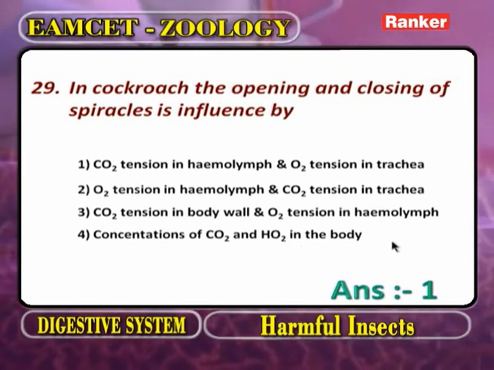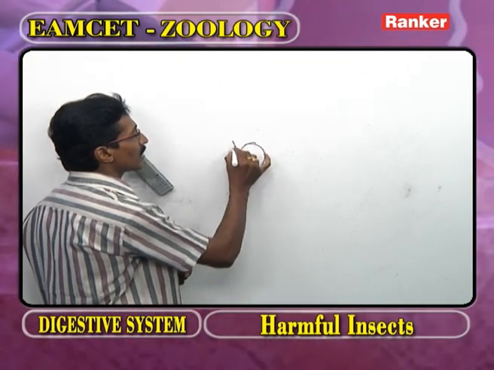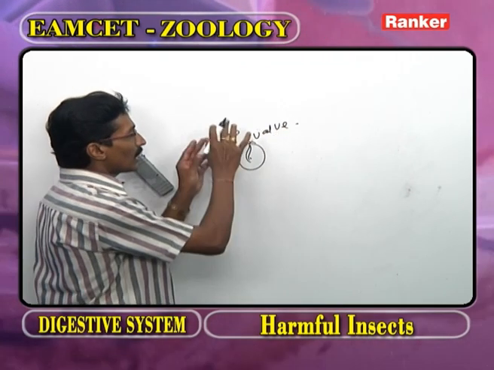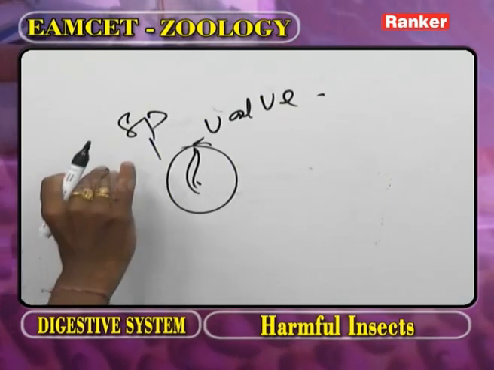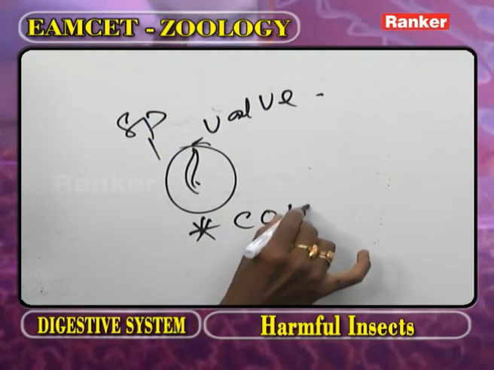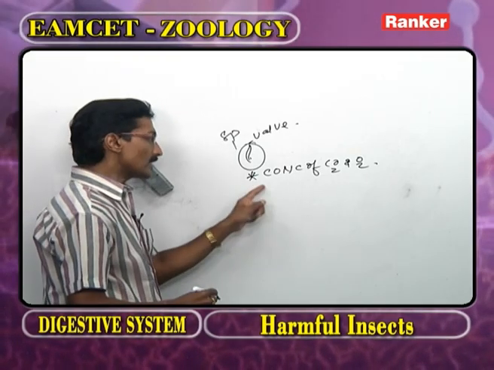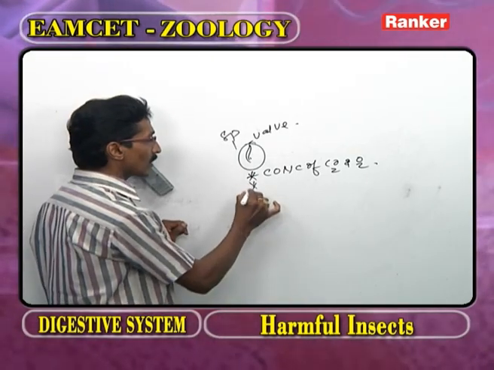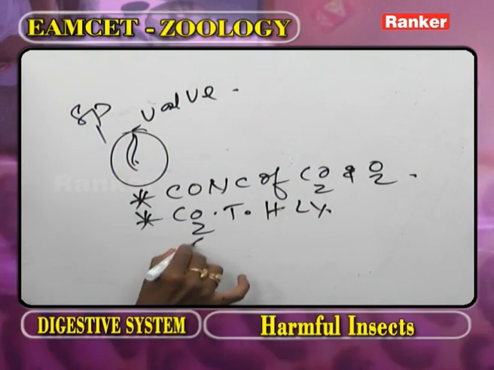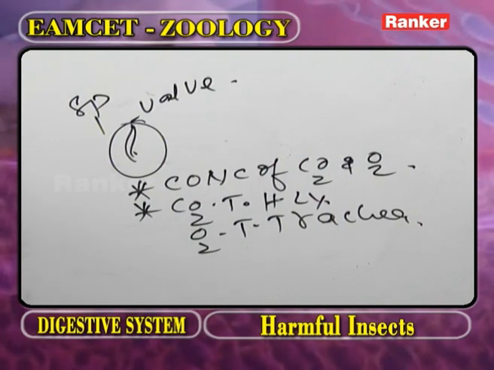Now the question is, in the body of cockroach, opening and closing of spiracles. This one we call the spiracle and this part we call the valve. All spiracles are valvular. The opening and closing of spiracles is based on the concentration of carbon dioxide and oxygen. This answer is also correct. And the second one is carbon dioxide tension in the hemolymph and oxygen tension in the trachea. So both the answers are correct.